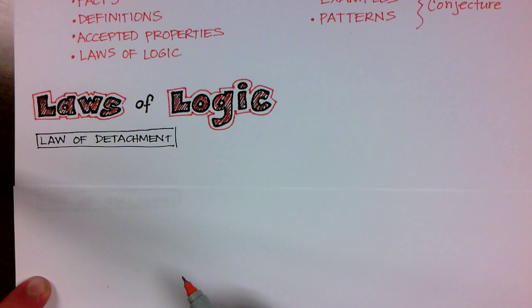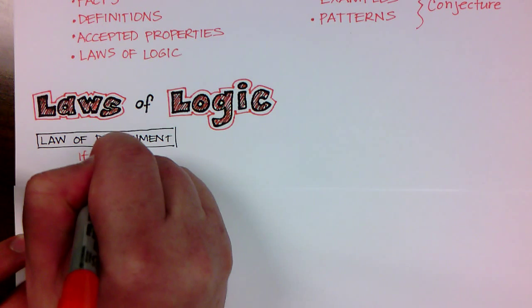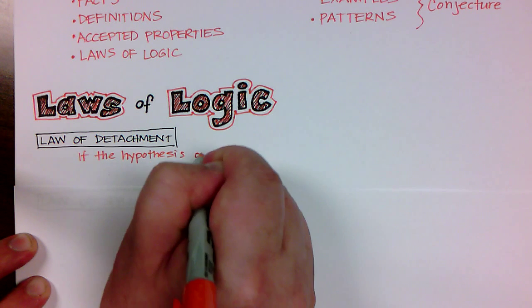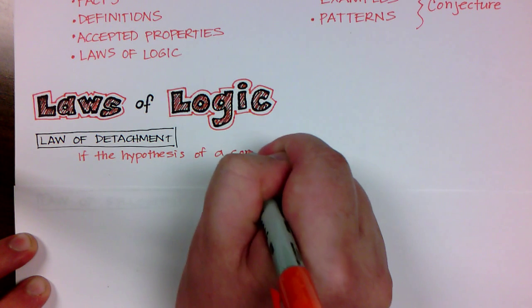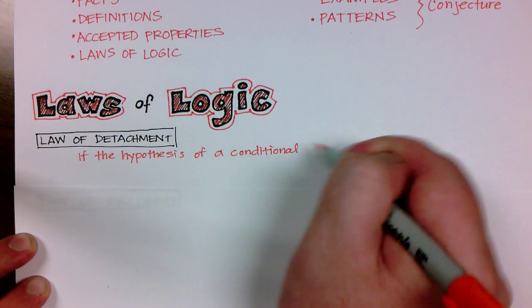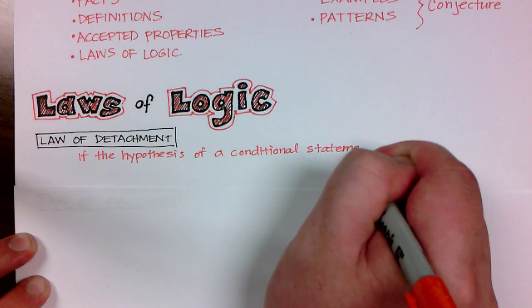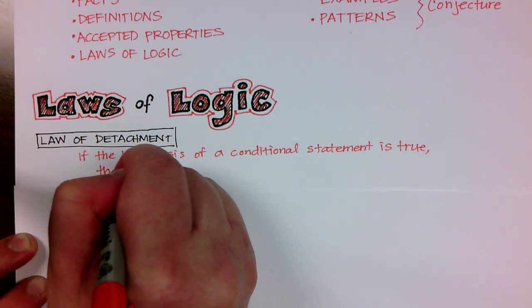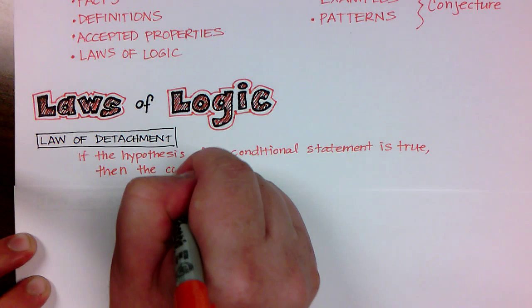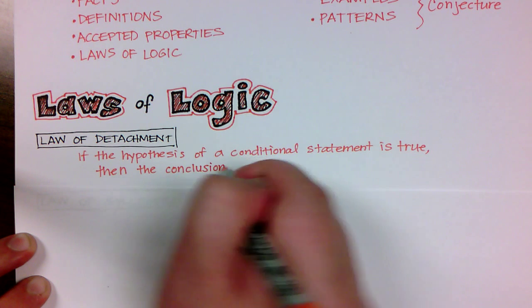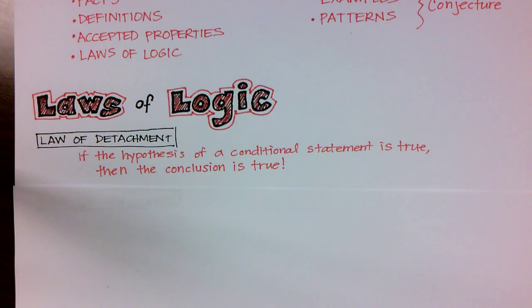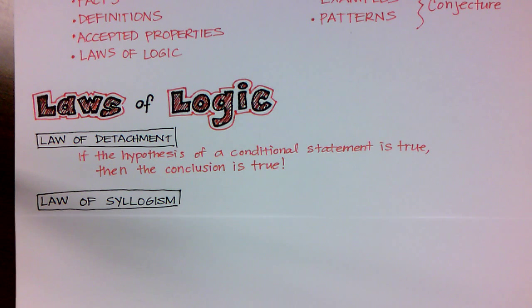And what the law of detachment says is that if the hypothesis of a conditional statement is true, then the conclusion is true. Okay? So that's the law of detachment, and we're going to look at a couple examples of those in just a moment. The second one is called the law of syllogism.